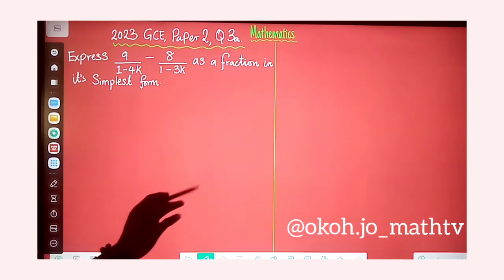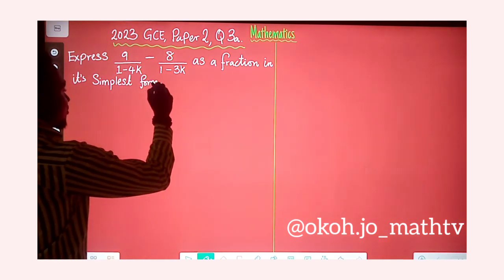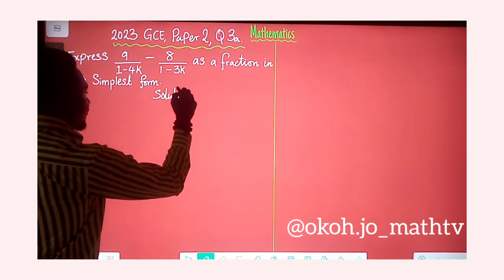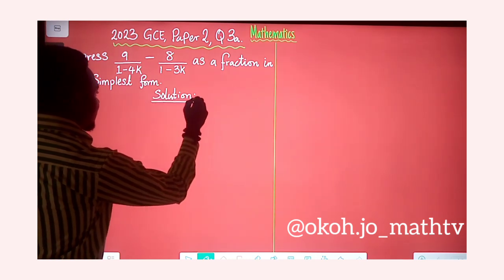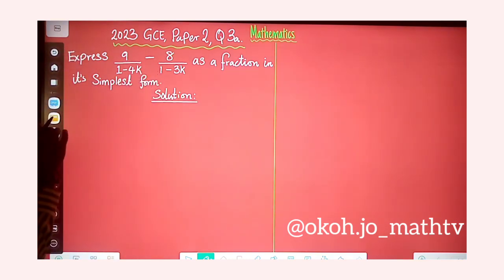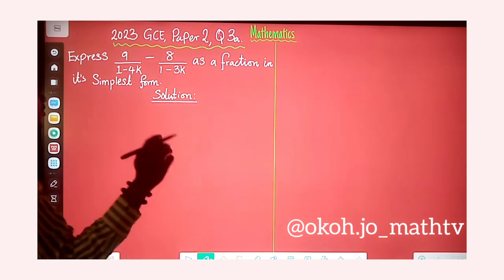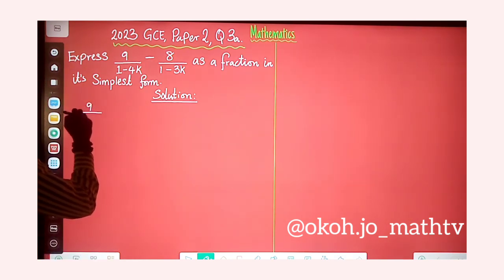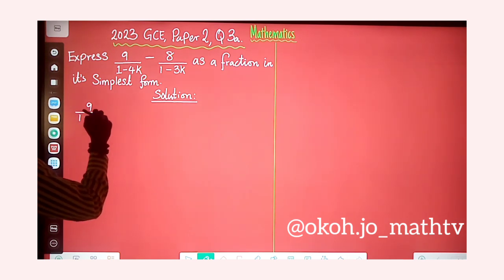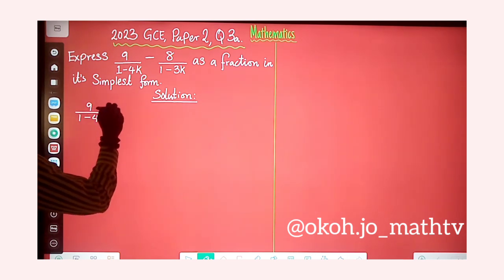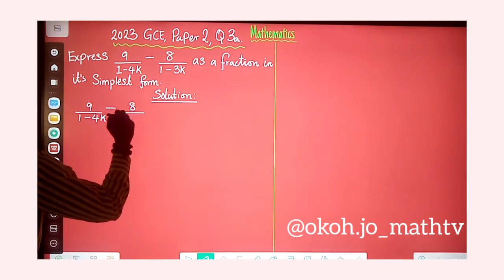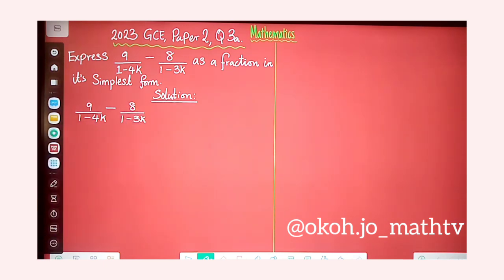So the best thing to do here, first of all, is to write the solution. We should simplify it in its simplest form. Bring out the question as it may have been given to you, which is 9 over 1 minus 4k, minus 8 over 1 minus 3k. I think we can see it clearly now.